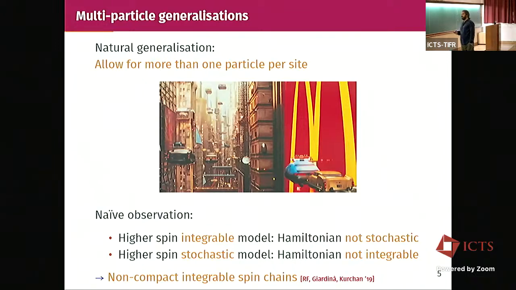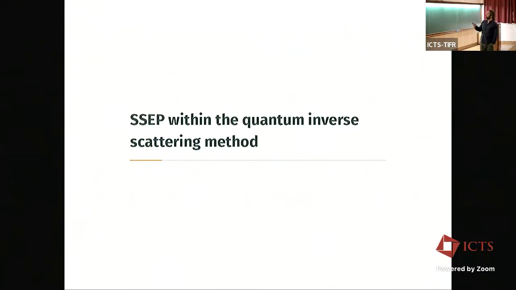And the other way around, if you come up with a higher spin stochastic model, so you maybe take your two-site Casimir and you insert these higher spin representations, then your Hamiltonian will not be integrable. And what we realized then in 2019 was that if you take non-compact representations, so Verma modules with the highest weight state and no lowest weight state, then you actually get Hamiltonians that are stochastic immediately. And this I want to show a bit later.